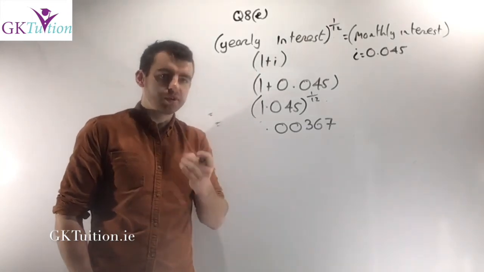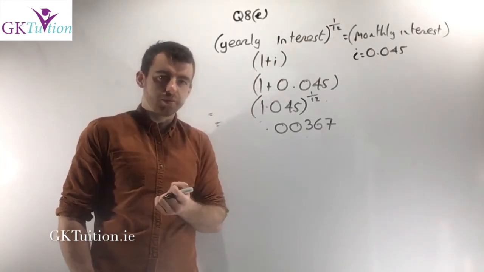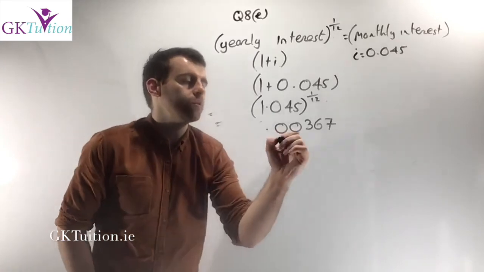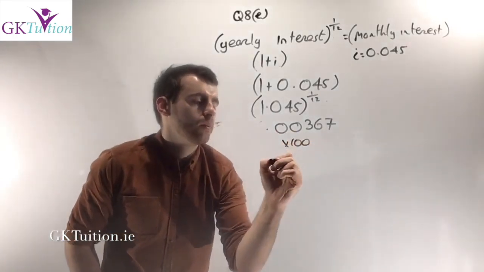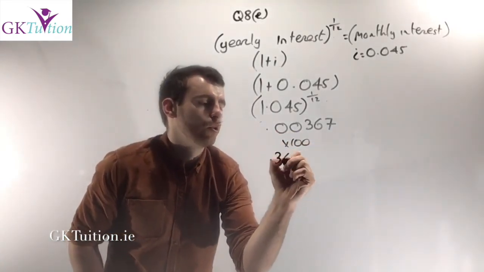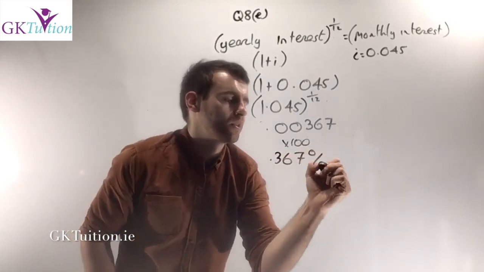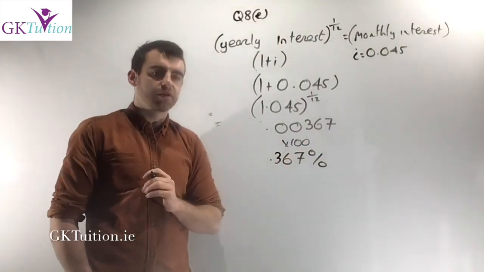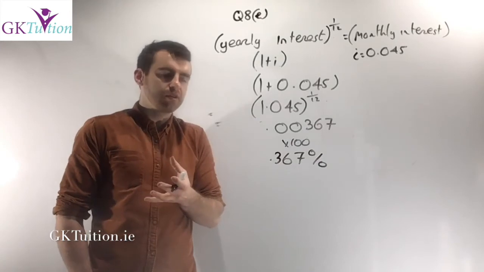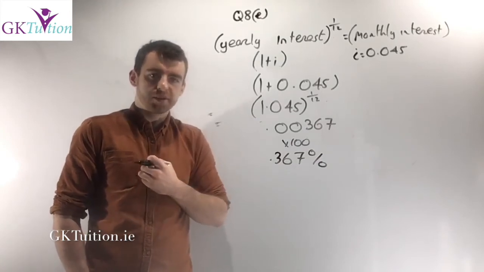We're going to have to multiply it by 100 to turn it into a percentage. So if I multiply this by 100, the interest rate as a percentage is 0.367%. And that is the monthly interest rate that corresponds to a yearly interest rate of 4.5%.